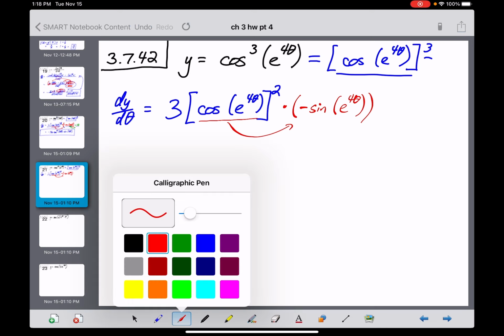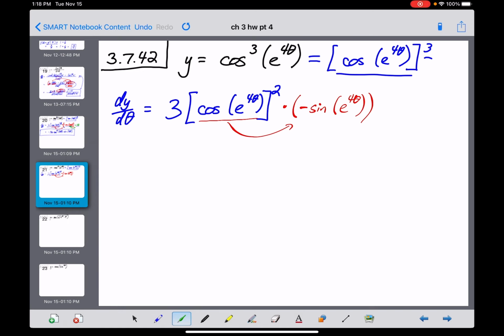But now we have to consider, all right, we just took the derivative of cosine of an angle. It's negative sine of the same angle. But what's the derivative of the angle itself? That now needs to get multiplied here as well. And what have we learned here so far, guys? The derivative of e to a power, which we've been doing all chapter right here, is always going to be the same base, which is e, raised to the same power, which is 4 theta.